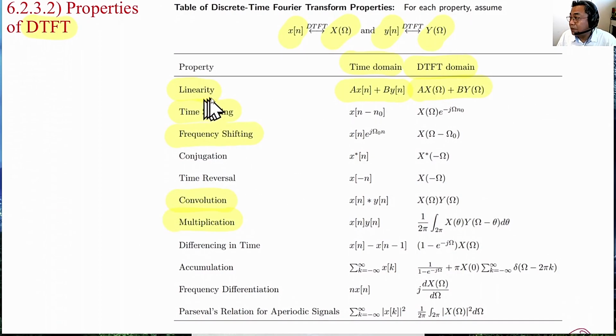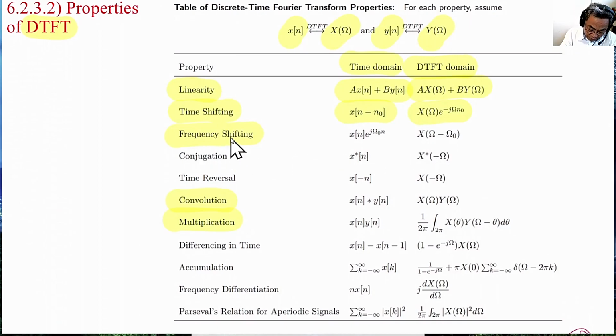First one is linearity. Time shifting basically means that we are going to delay our sequence. And in Z transform, you'll see that actually it is nothing but z^(-n0). And in the DTFT it is X(ω), the original DTFT of x[n], multiplied by e^(-jωn0). So they are all very similar in their expression if you compare them closely.